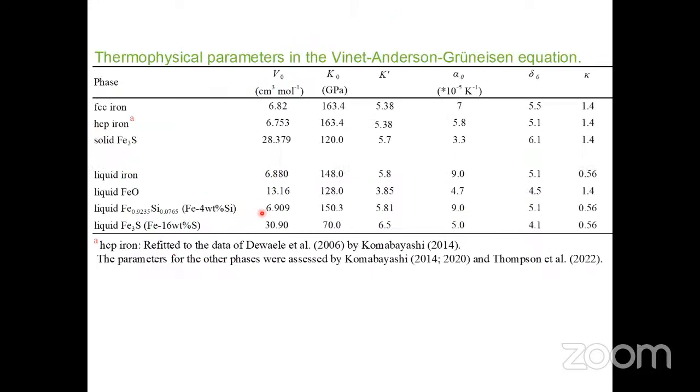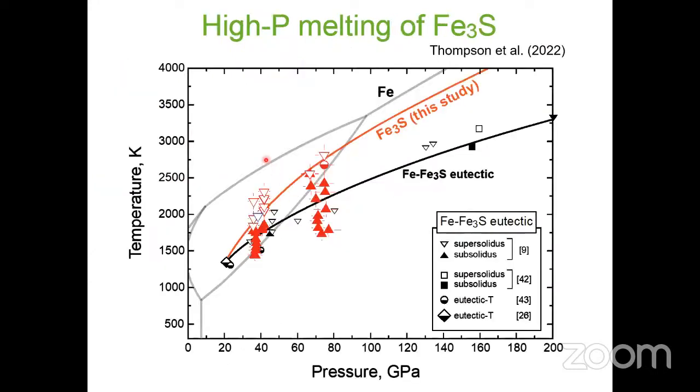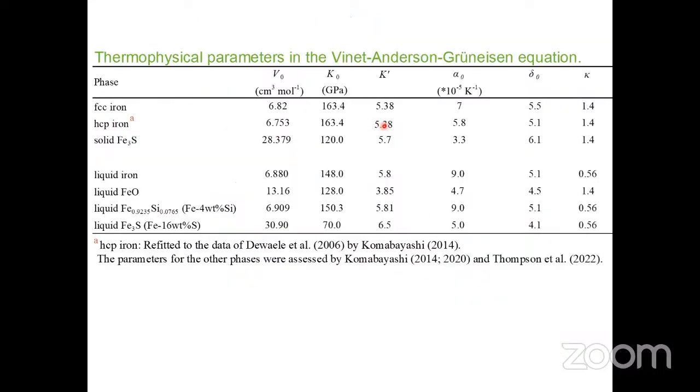And then we did exactly the same thing as we did for the thermodynamic modeling. To reproduce this Fe3S melting point, we adjusted the equation of state parameters for liquid Fe3S. And this is the summary table. So we constrained the equation of state parameters for different liquids: liquid iron, liquid FeO, FeSi, and this is a newly added phase, liquid Fe3S.